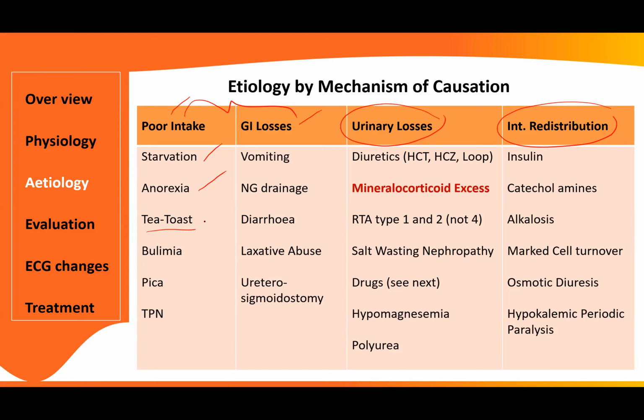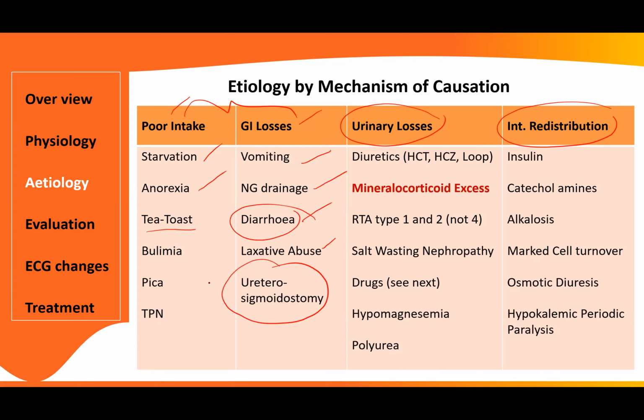GI losses can occur due to vomiting, nasogastric drainage, and diarrhea. A very common cause is diarrhea, and laxative abuse. Certain people want to have very free motions. They are not happy with one stool. They will be using more laxatives like Cremaffin or Duphalac or whatever. Laxative abuse is quite common, particularly in the elderly.